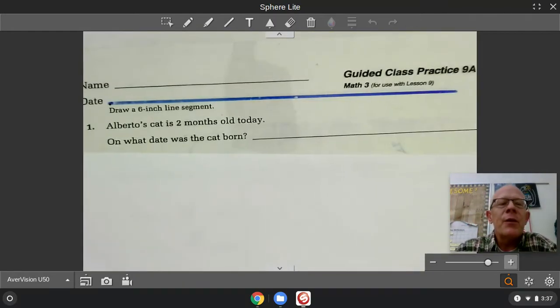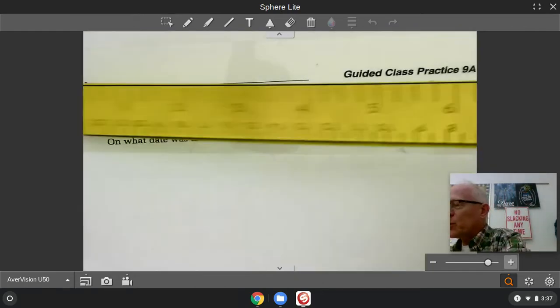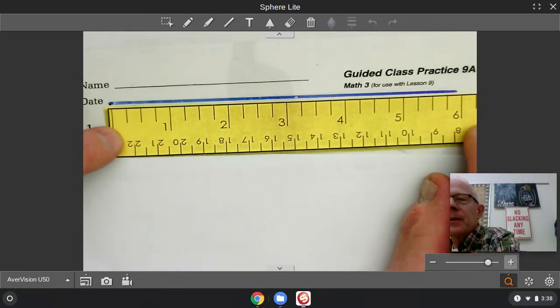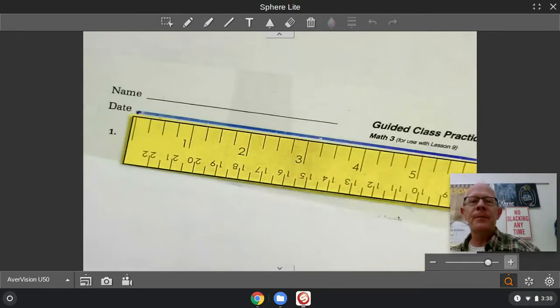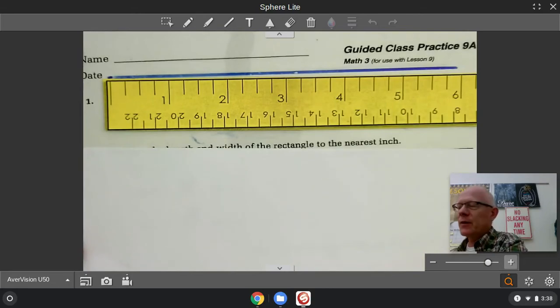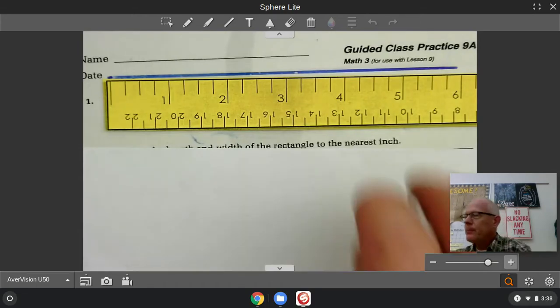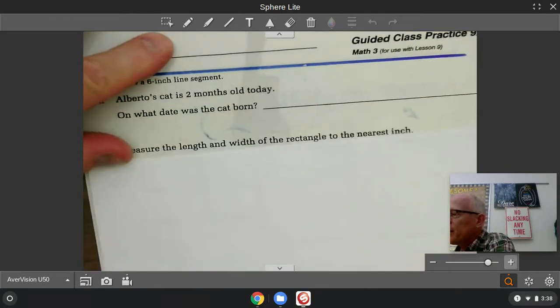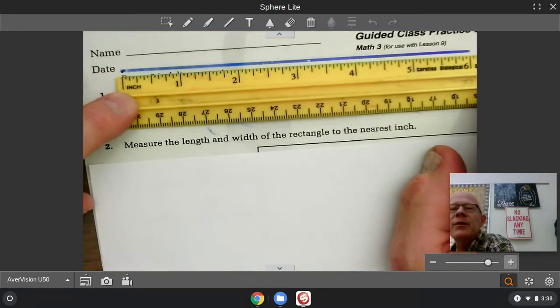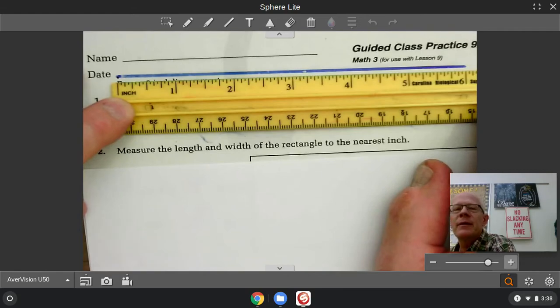It says, first off, draw a 6-inch line segment. So what you can do is get out your yellow ruler, or if you have a hard ruler, you can get that out. But I'm just going to put mine down here. There's 6 inches right there. Oh, it's kind of sticky today. There's 6 inches. I also have my ruler here, so I could take away this one. I could put my hard ruler out, and there's 6 inches too. Do you see it? 6 inches.